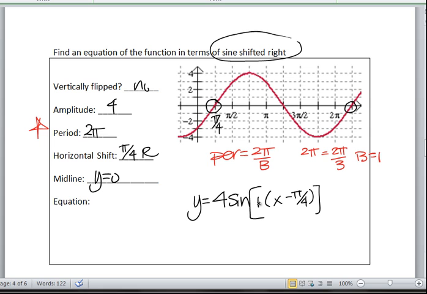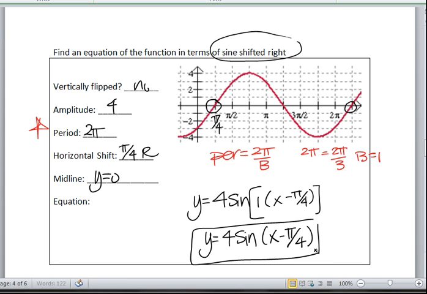Now, if this number here, our b, was not 1, you could just leave it in this form. Like if it was 5, you could just leave it. But this isn't truly simplified because it's 1. And so our simplified form is y is equal to 4 sine of x minus pi over 4. And that's it. That is the equation of our function.